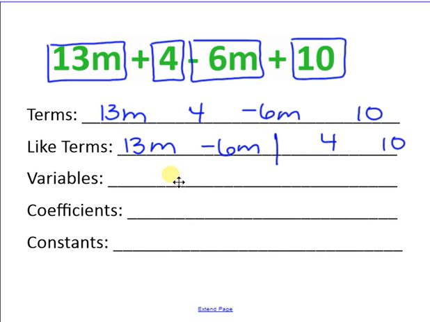All right, what are our variables? We only have one, which is m. What are our coefficients? We have 13 and we have negative 6. And then what are our constants? We have 4 and we have positive 10.